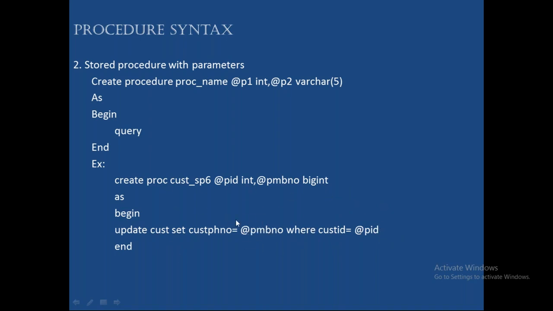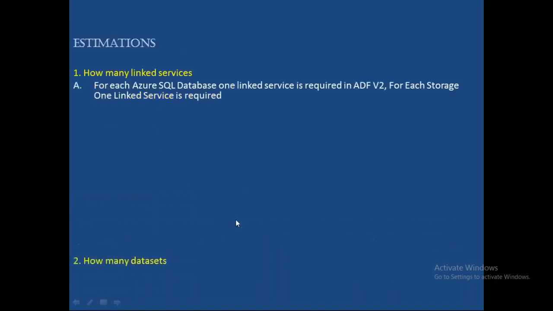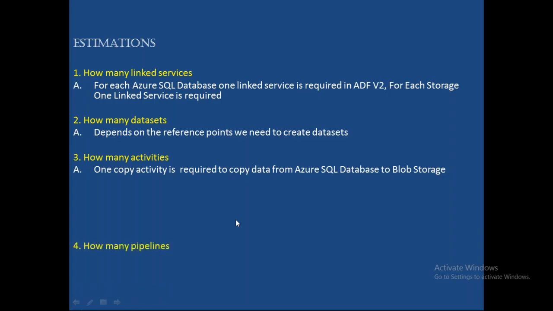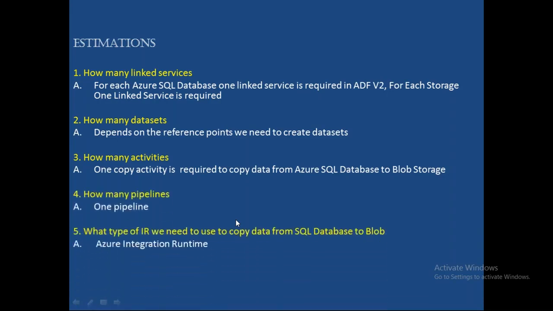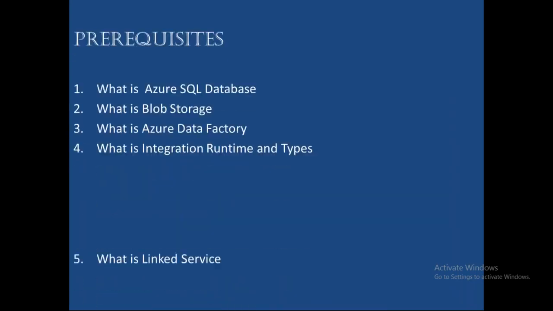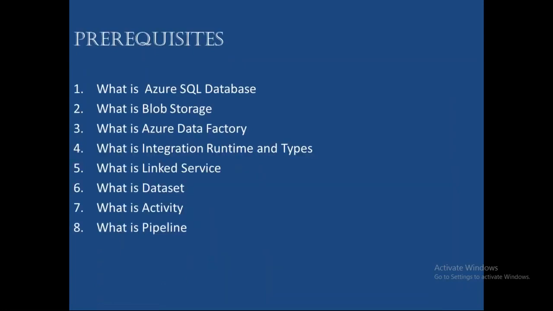For that, I'm going to create the stored procedure something like this. Estimations: we need to create one linked service for database, one linked service for the storage account. Data sets, we need to create as many as we want, depends on reference points. Activities: we are going to use copy activity, and other activities as we need to identify the delta load. How many pipelines: one pipeline. What type of IR will we use: Azure integration runtime. Prerequisites: we should know Azure database, blob storage, Data Factory, integration runtime, linked service, data set, activity, and pipeline. We already know all these things.